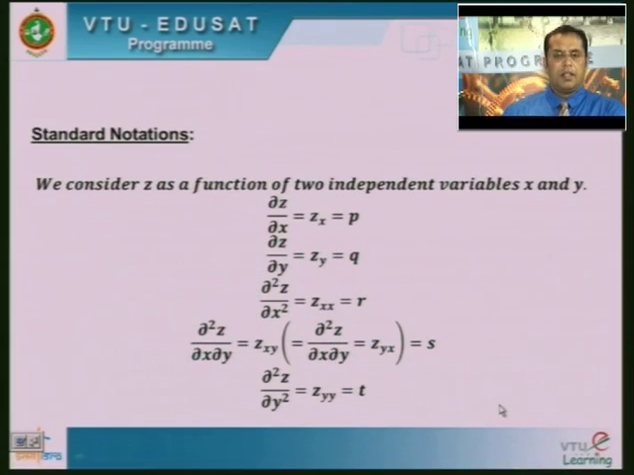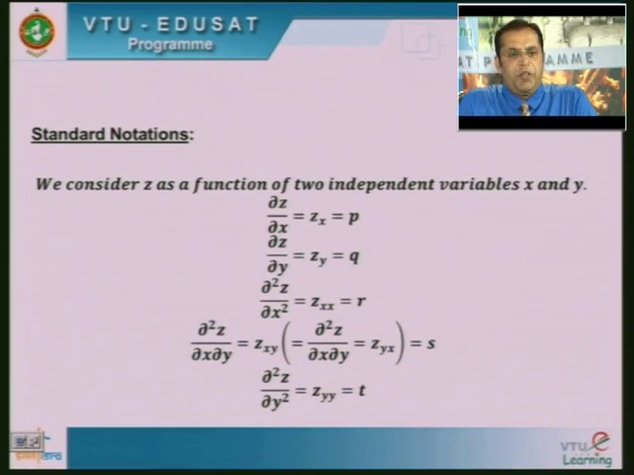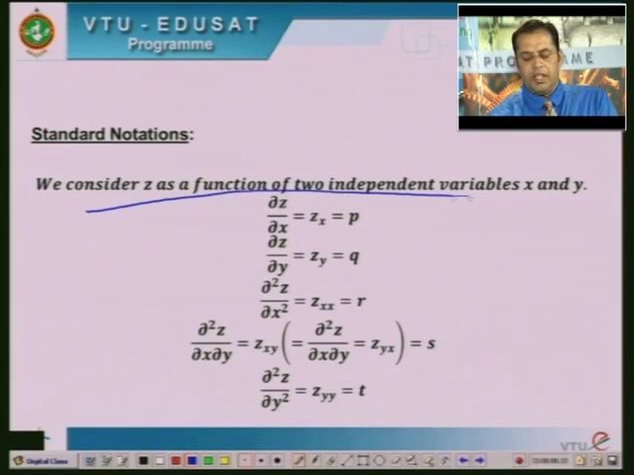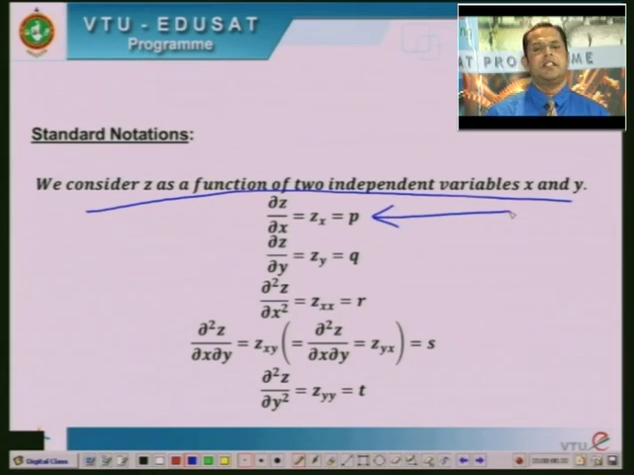Now, these are the notations we have been following right from the first session. We consider z to be a function of 2 independent variables x and y. So, z is the dependent variable which depends on the variables x and y. The first order derivative dou z by dou x, which is also denoted by zx, is denoted by p. The first order derivative dou z by dou y, which is also denoted by zy, is q.